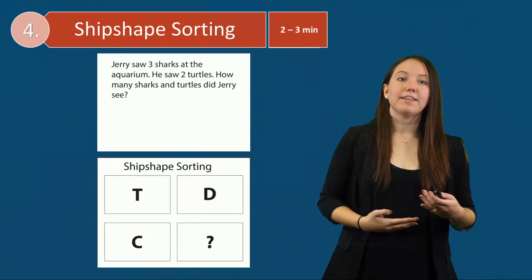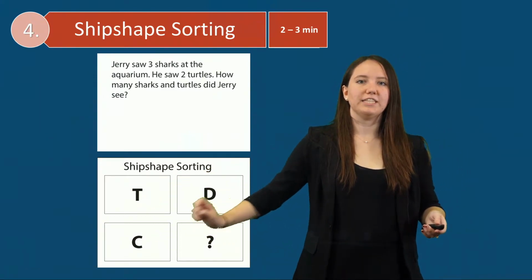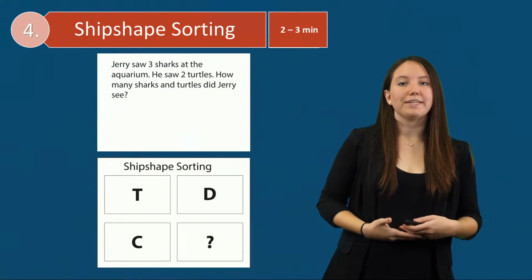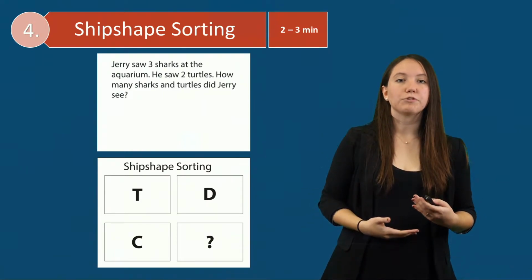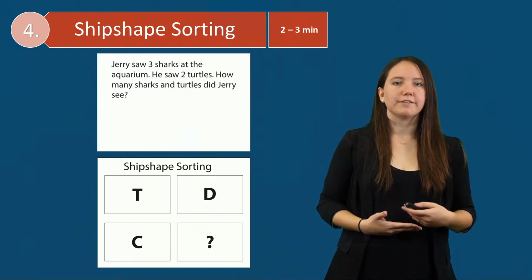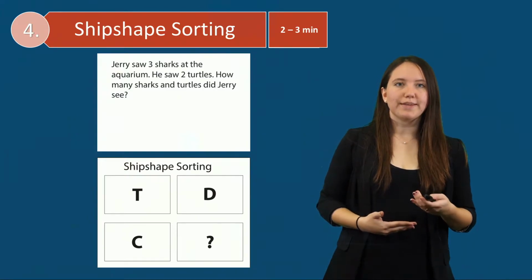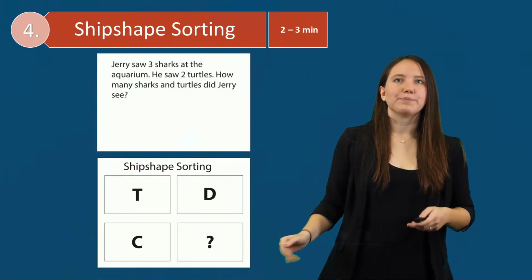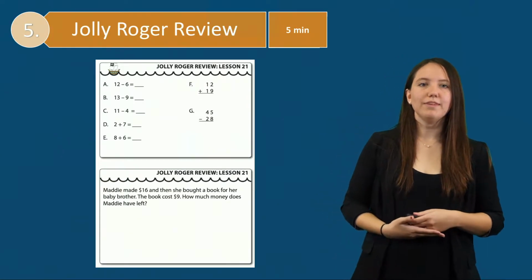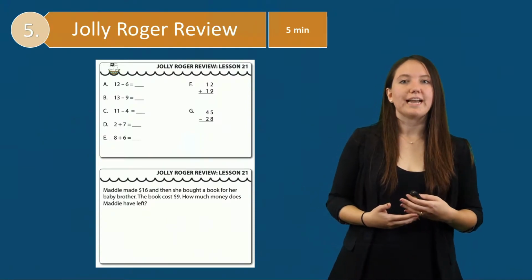So students identify the word problem card as belonging to either the total, difference, or change schema. In the Pirate Math Equation Quest small group intervention, students are also introduced to the Equal Groups Schema, but there are no Equal Group cards included in the Shipshape Sorting materials. If teachers want Equal Group cards, they are welcome to make their own and include an Equal Group spot on the Shipshape Sorting mat. The final activity of every lesson is the Jolly Roger Review, which is a 5-minute activity.